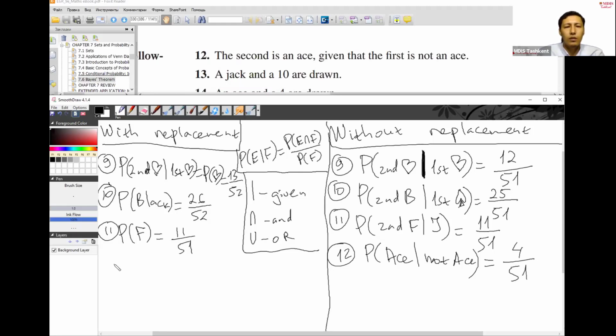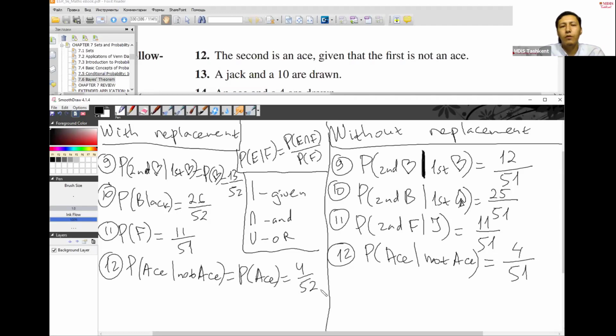Here with replacement, you pick a card which is not ace, then you put it back. Now we want to pick the second card. What's the probability of ace? That's the same as P(ace), which means 4 out of 52, because you replace it back. Therefore, we still have 52 cards. Do you have any questions?